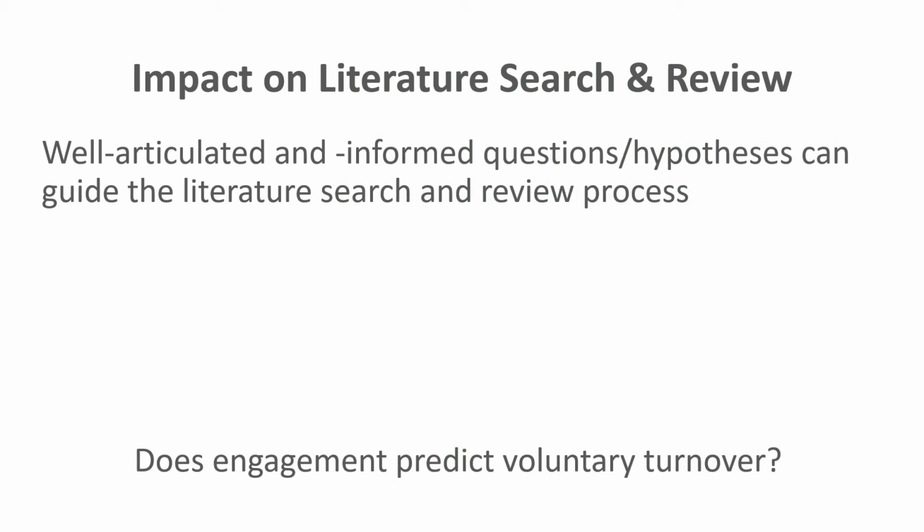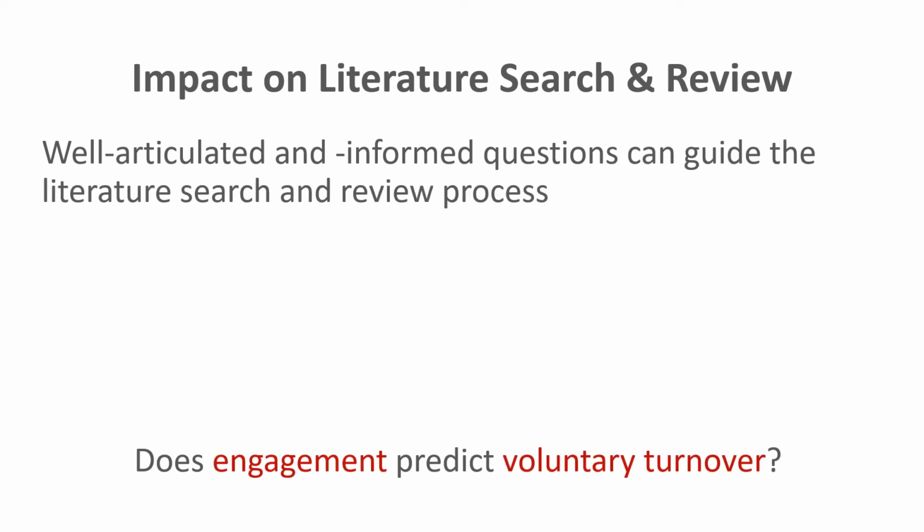So let's start with the fact that a well-articulated and well-informed research question or hypothesis can guide the literature search and review process. So for example, if the question that we're interested in is this: does engagement predict voluntary turnover? This gives us some important information here. As you can see now highlighted in red, engagement and voluntary turnover are two concepts or variables or constructs of interest here.